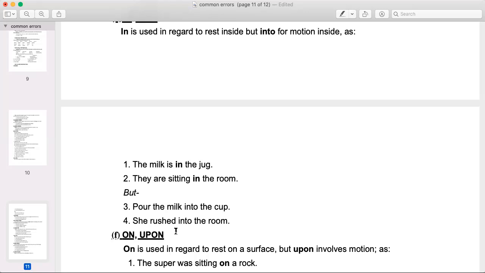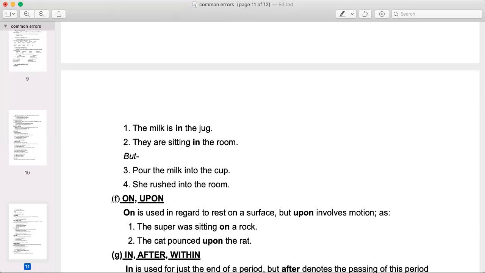On and upon. On is used in regard to rest on a surface, but upon involves motion. On is for rest, while upon is for motion. The soup was sitting on a rock. On. The cat pounced upon the rat. It was a motion of pouncing.